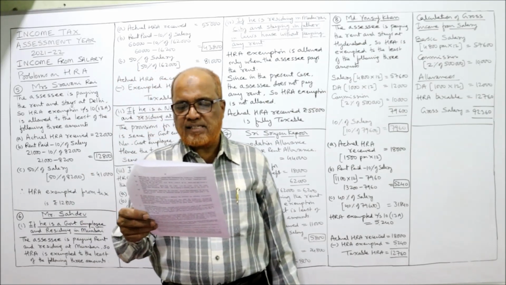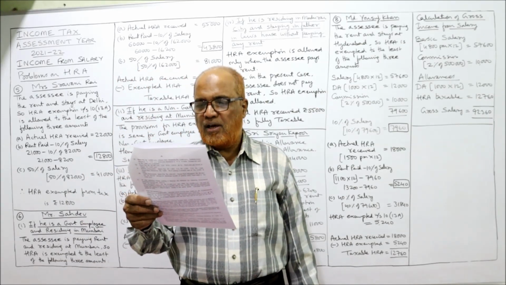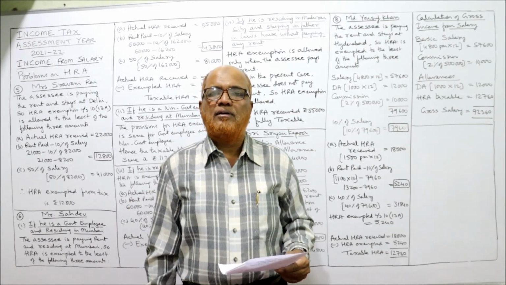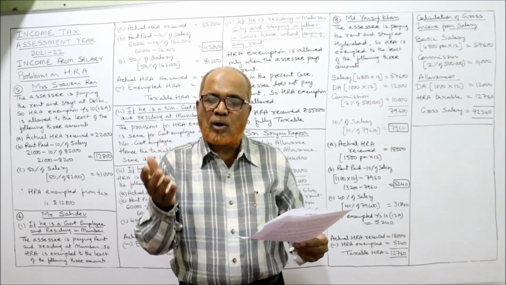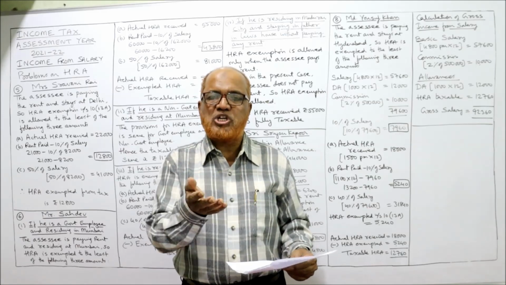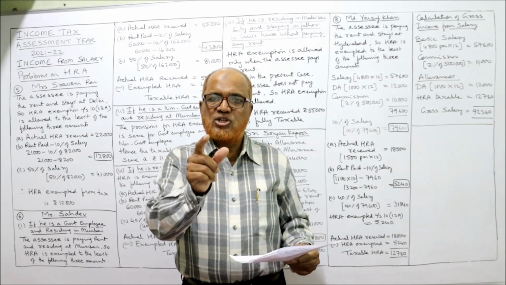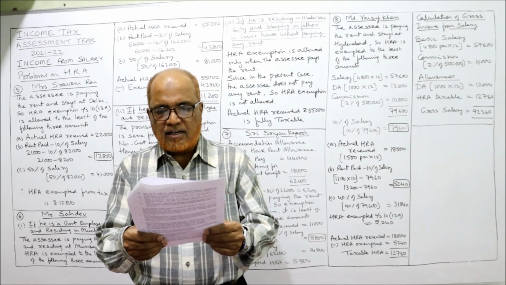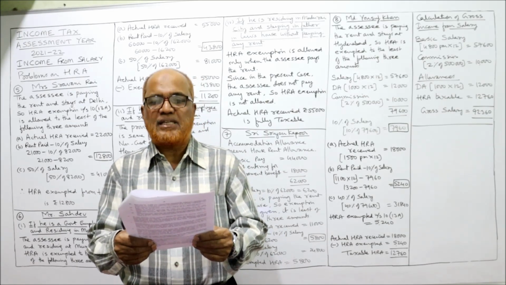And rupees 6,000 as CCA, city compensatory allowance. Rupees 8,800 as accommodation allowance. Accommodation allowance means house rent allowance only. The name is changed, but accommodation allowance means house rent allowance, 8,800. Rupees 13,000 as entertainment allowance, EA.